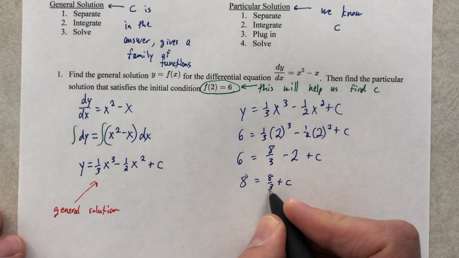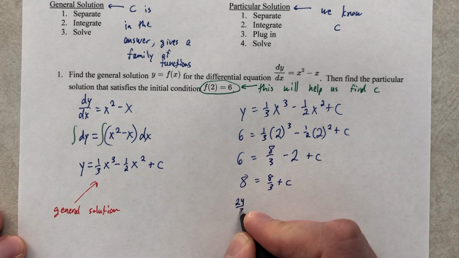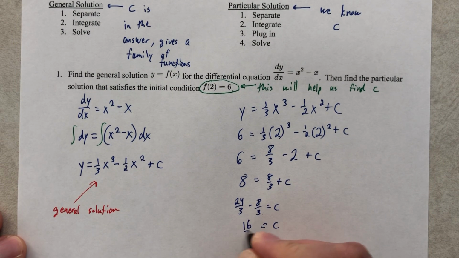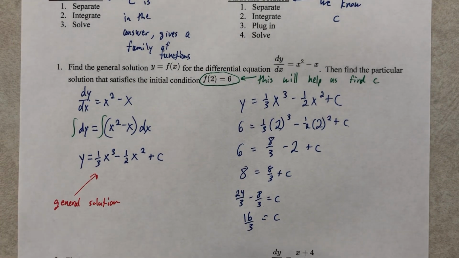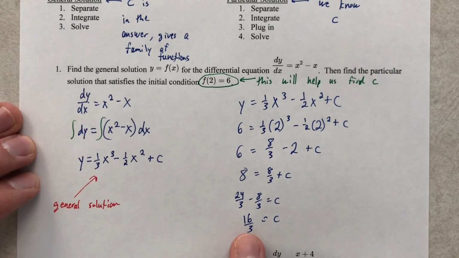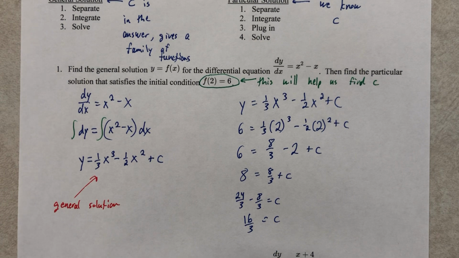I will do 8 minus 8/3. That is 24/3 minus 8/3. That's equal to C. C is 16/3. Whew! Okay, are we done? No. Find the particular solution. I found C. That doesn't tell me what the function is.